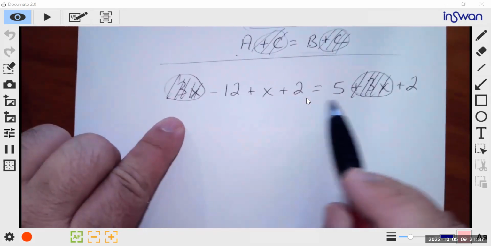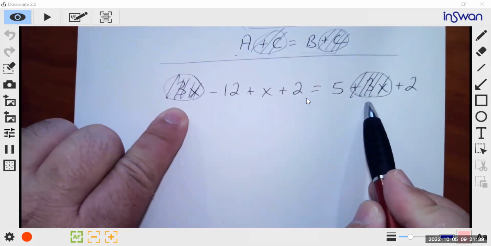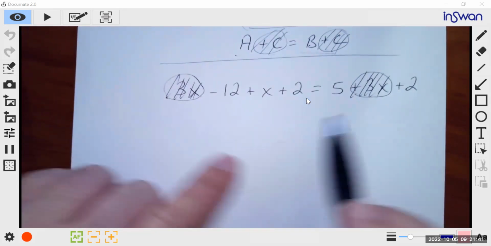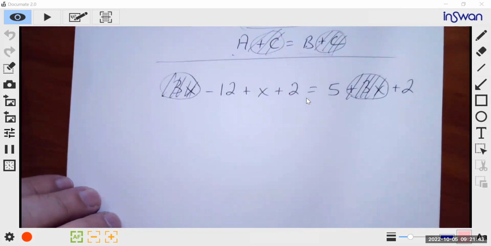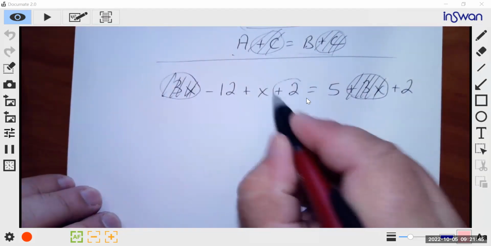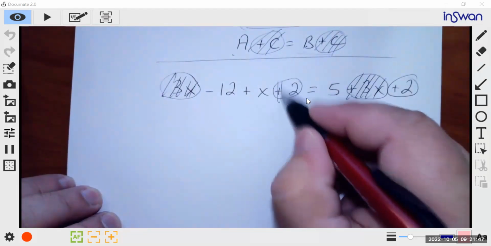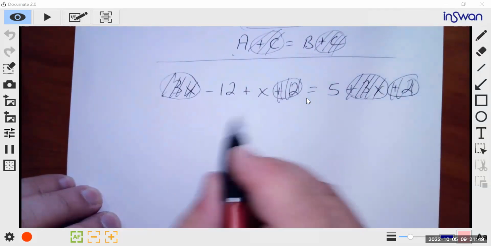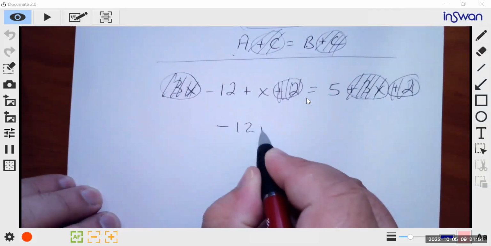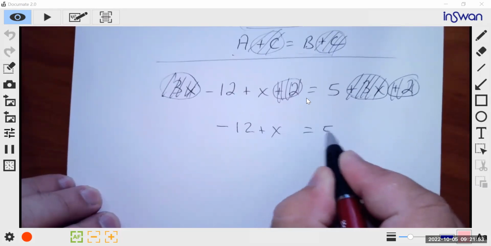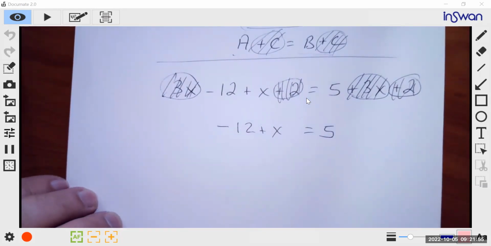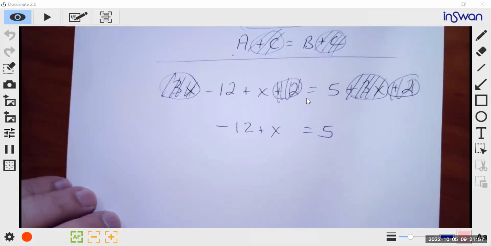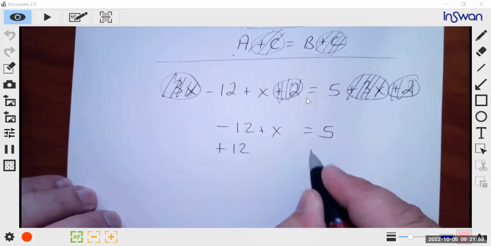So now, if you have the same thing on both sides, you can get rid of it for equality. Is there anything else that's the same on both sides? Get rid of the twos. They're both positive twos. So if I subtract 2, now if we solve this one, we add 12 to both sides.